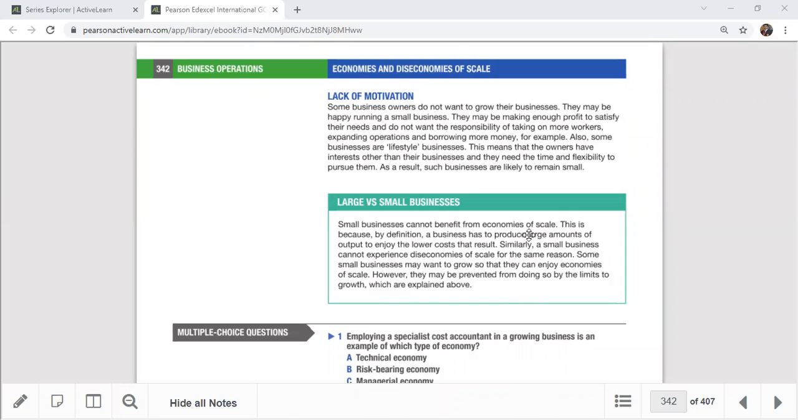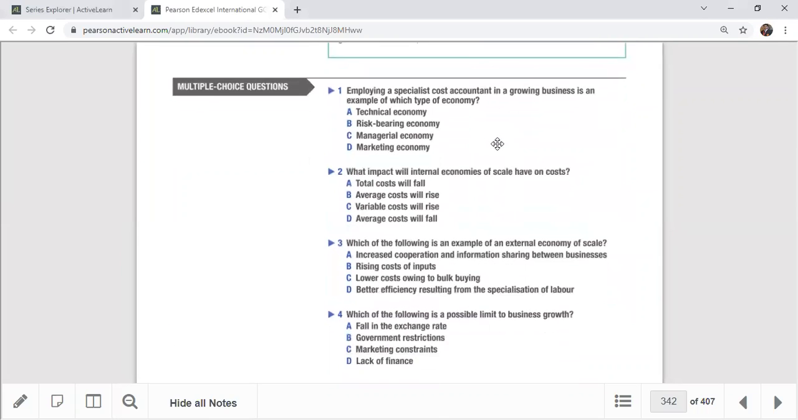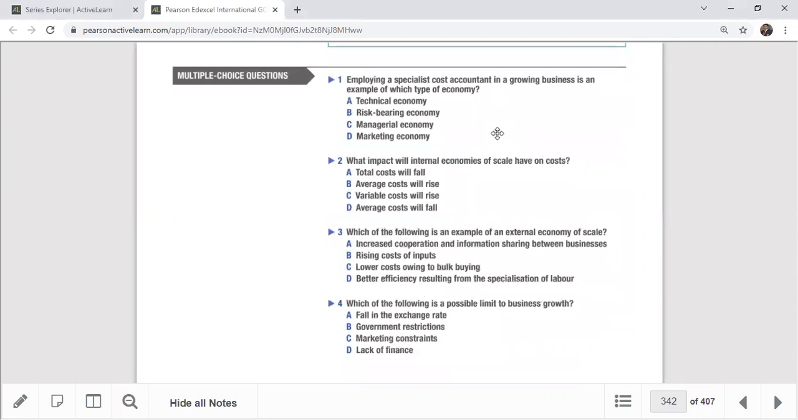Now I'm going to discuss this chapter's case study with MCQs. You can answer these questions in the chat. Communicate with me, an interactive session. MCQ: Employing a specialist cost accountant in a growing business is an example of which type of economy? A, technical economy. B, risk-bearing economy.